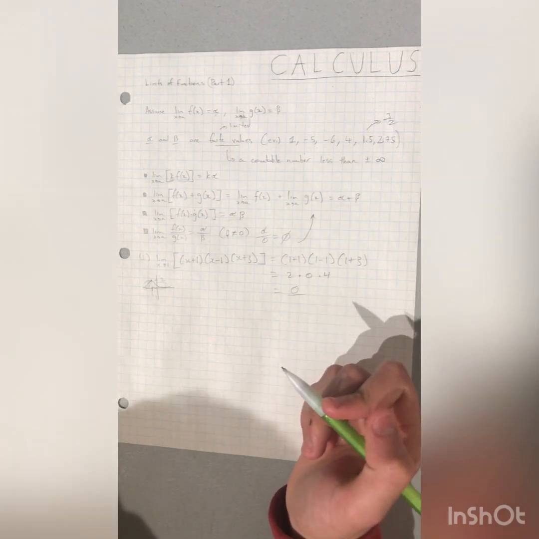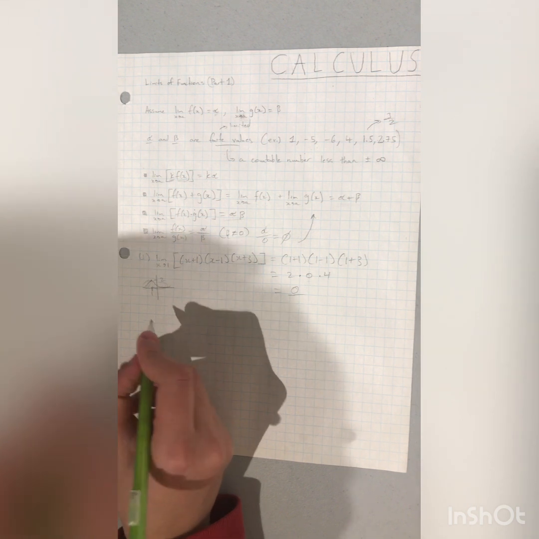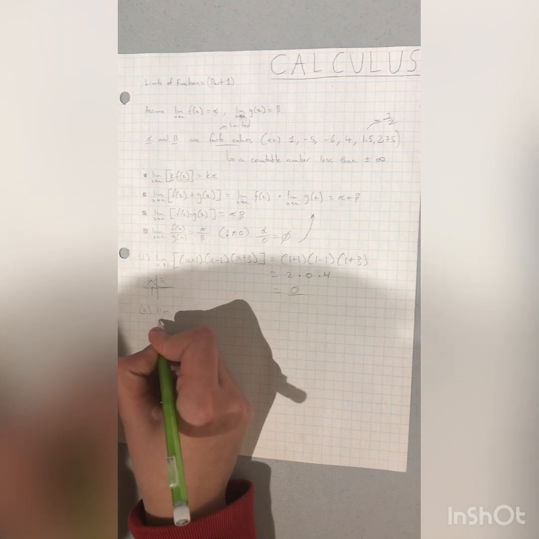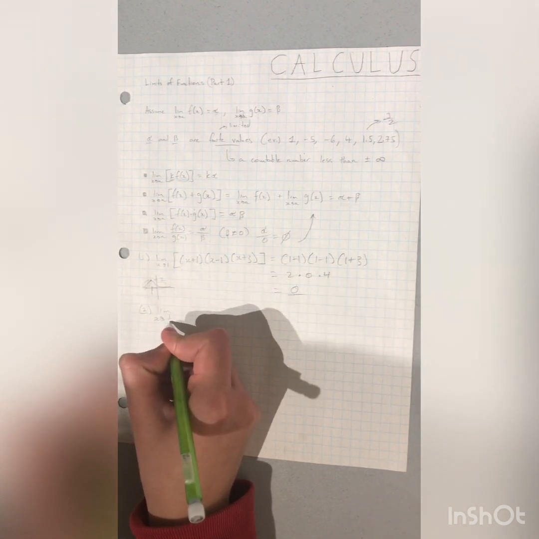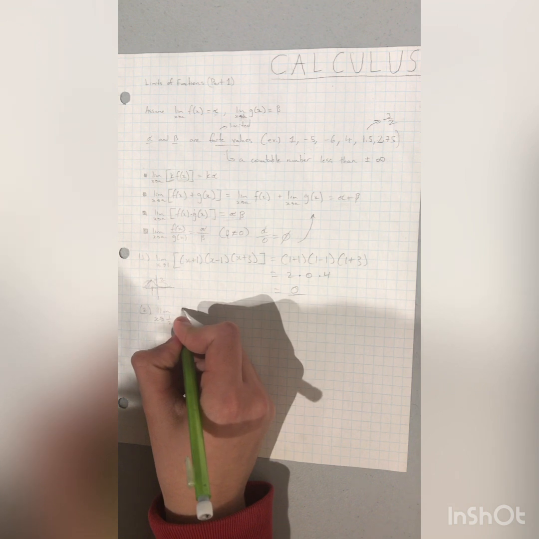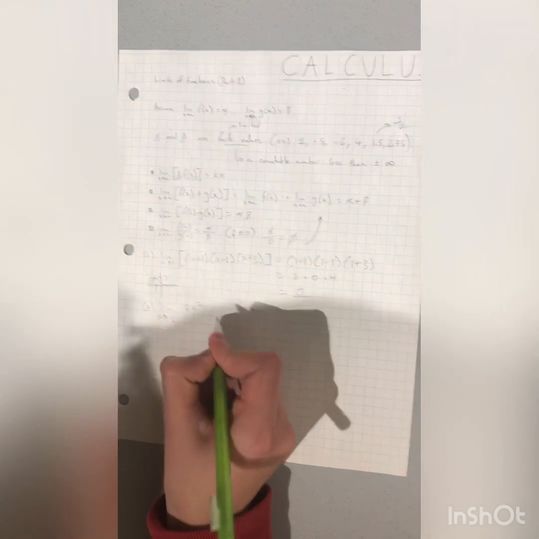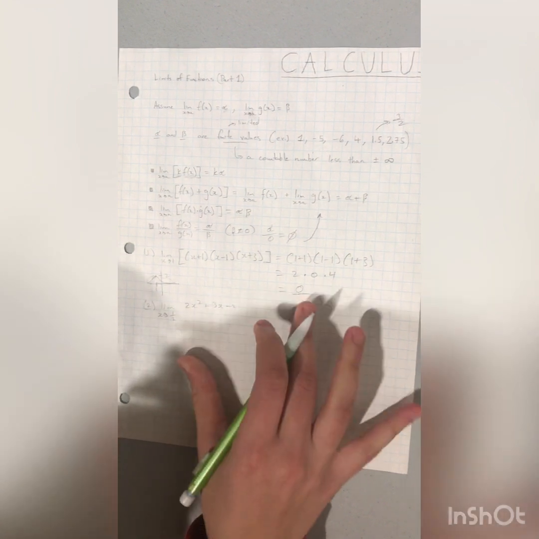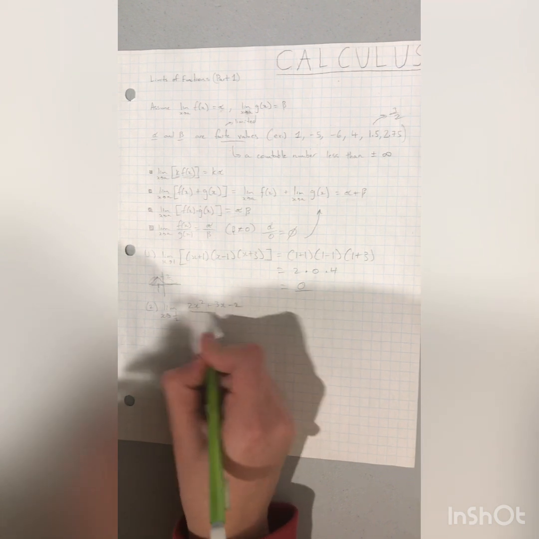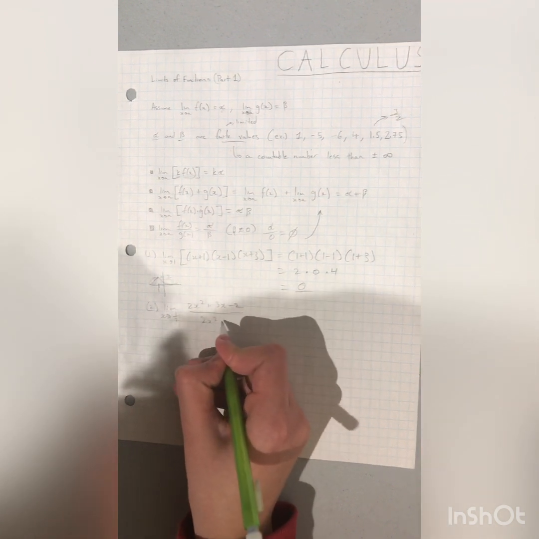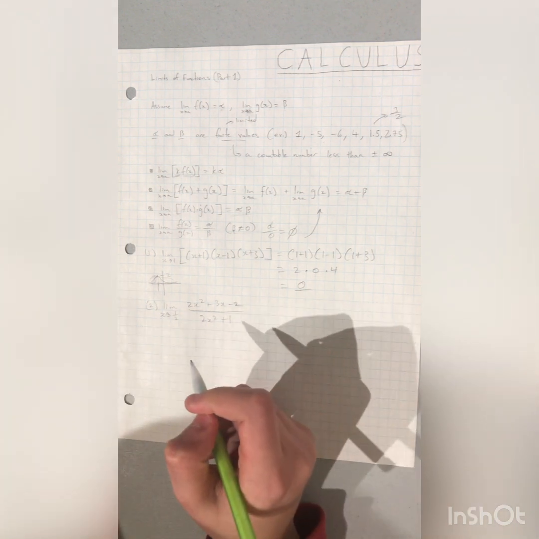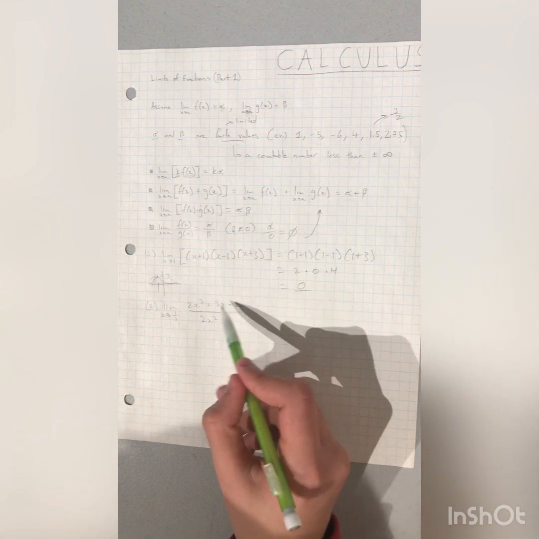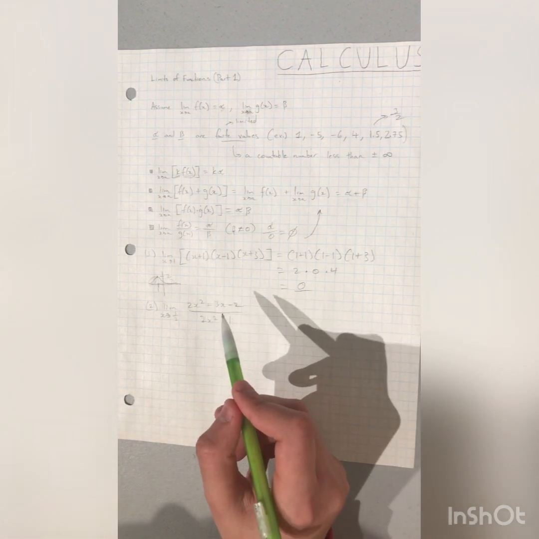Okay, now let's do a tougher question. Question number 2 says the limit as x approaches 1 over 2 of 2x squared plus 3x minus 2 over 2x squared plus 1. So the smart idea to do for now is factor these into two different components.